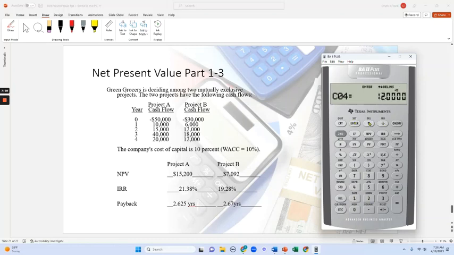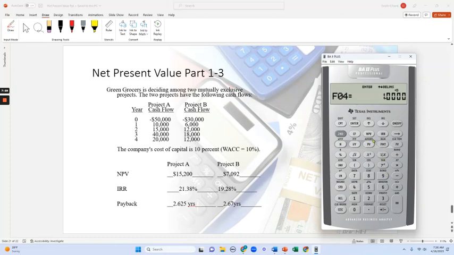So if we go back and look at our cash flows, CF0 should have been a minus 30. C01 is 6,000 and it occurs once. C02 is 12,000 and it occurs once. C03 is 18,000 and it occurs once. And finally, C04 is 12,000 and it occurs once.